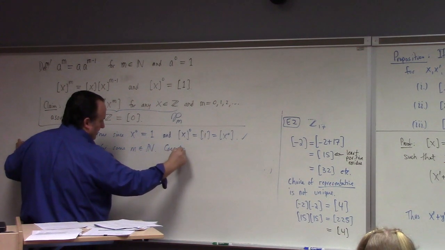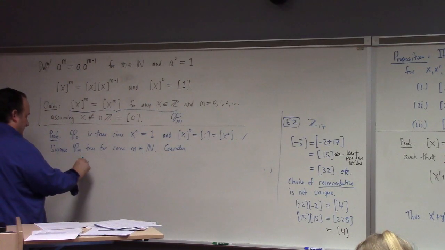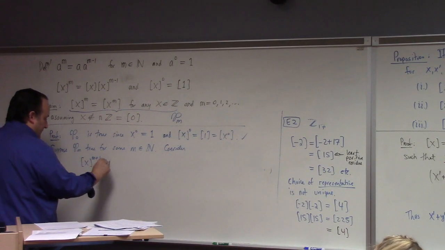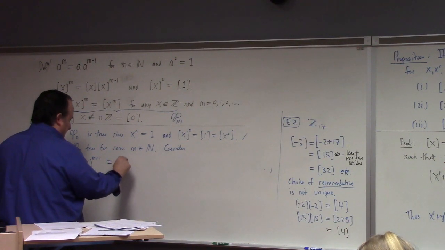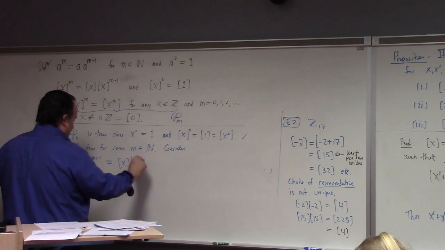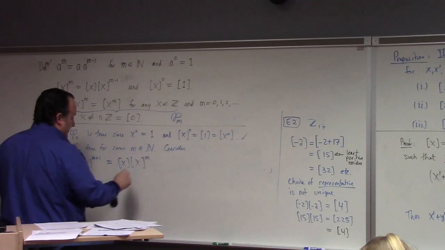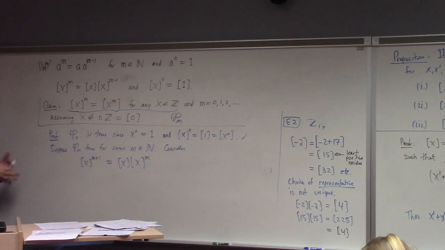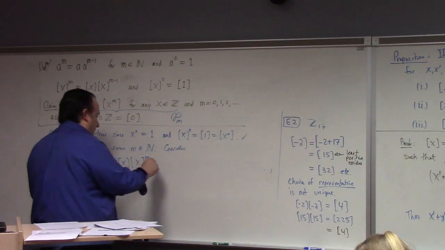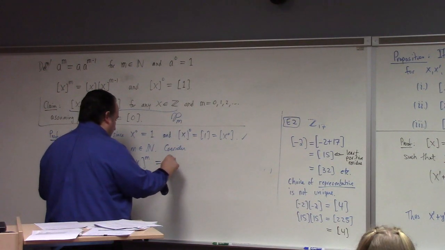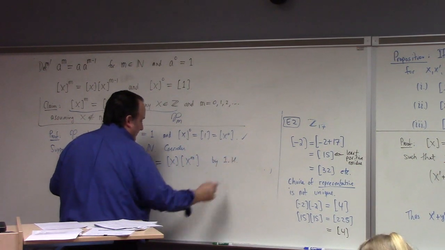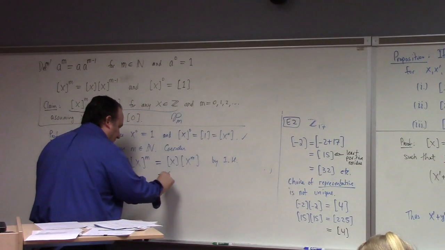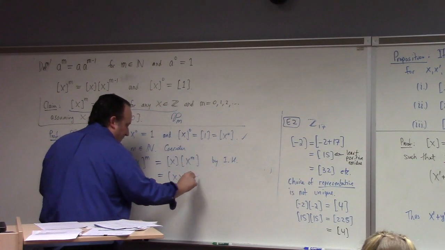Consider the equivalence class of x to the m plus 1, right? By definition, this is the equivalence class of x times the equivalence class of x to the m, by definition of power in Zn. And so then by the induction hypothesis, this is x times x to the m, right?